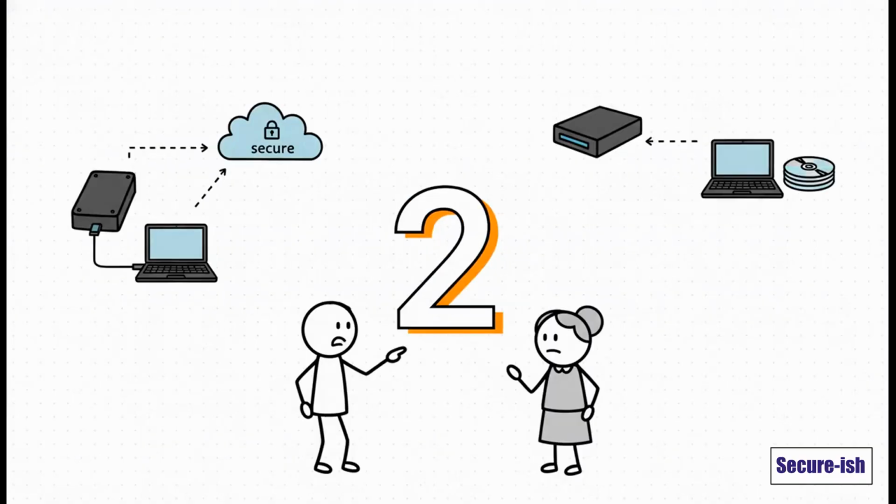Step 2 of the rule, use 2 different kinds of storage. So don't just have all your copies on your computer. Maybe keep one on an external hard drive and another one up in the cloud. This is key because if, say, your computer dies, you won't lose your backup that was on it too.